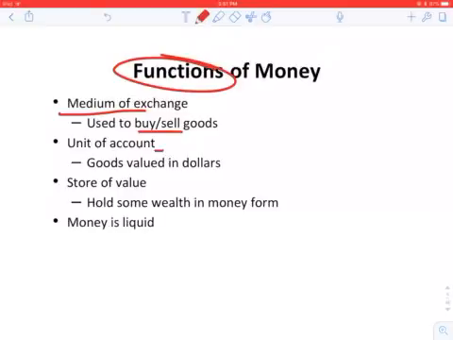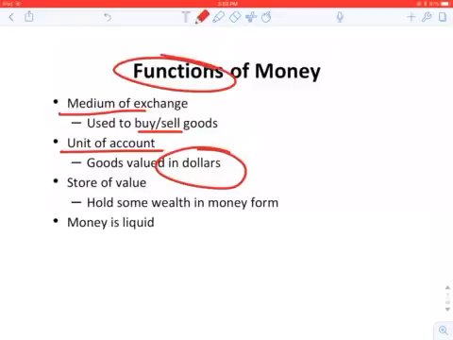But we also use it as a unit of account, meaning we know what something is worth by how many dollars it is, right? So something being worth 10 is helpful because we know that it's worth less than something that is worth 20. Okay, and that's important. We know what something is worth in a meaningful way.